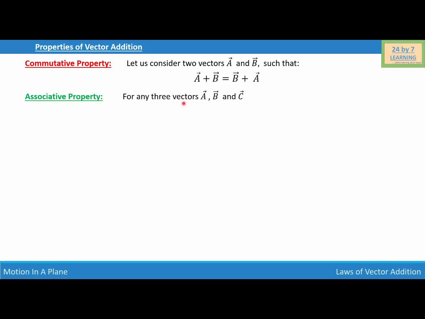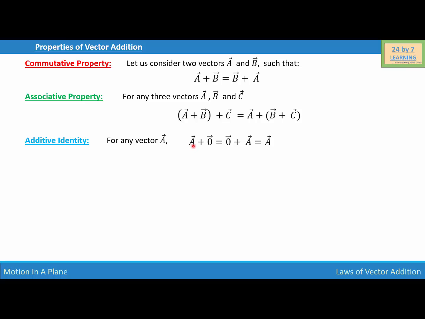Associative law. For any three vectors A, B and C, (A plus B) plus C is equal to A plus (B plus C). Additive identity. For any vector A, A plus 0 vector is equal to 0 vector plus vector A, and that is equal to vector A. In other words, we can say that if we add the additive identity to a vector, it does not change.